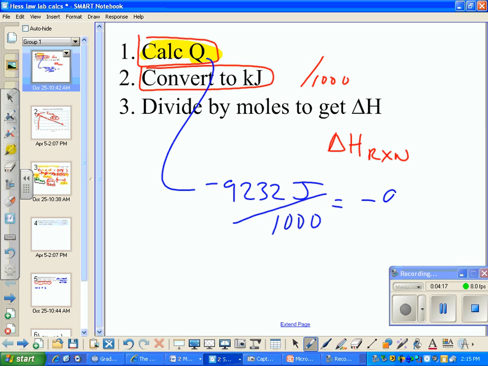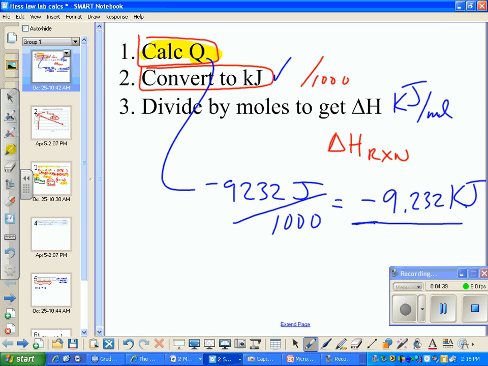I ended up with negative 9.232 kilojoules. So I just did step number 2. Step number 3, I have to change it to kilojoules per mole, because the heat of reaction is always expressed in kilojoules per mole. I have my kilojoules on the top, which is negative 9.23 kilojoules. I just have to divide by moles.